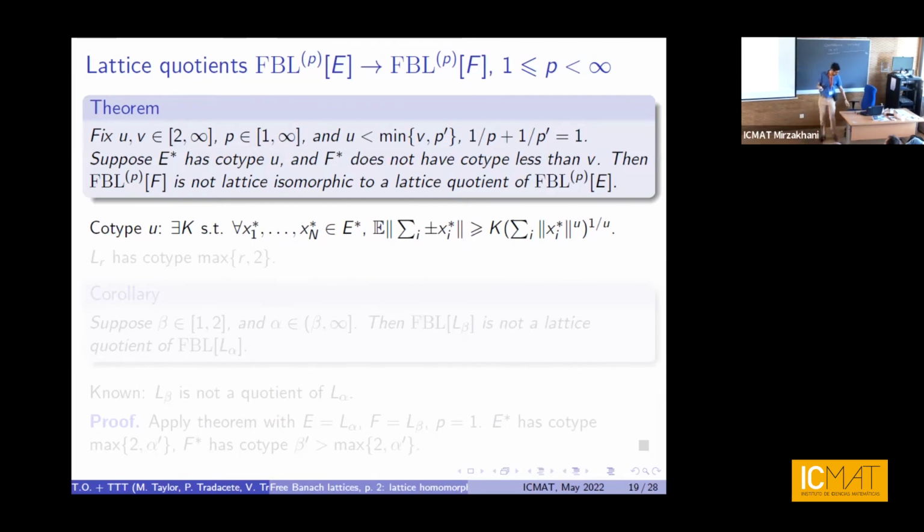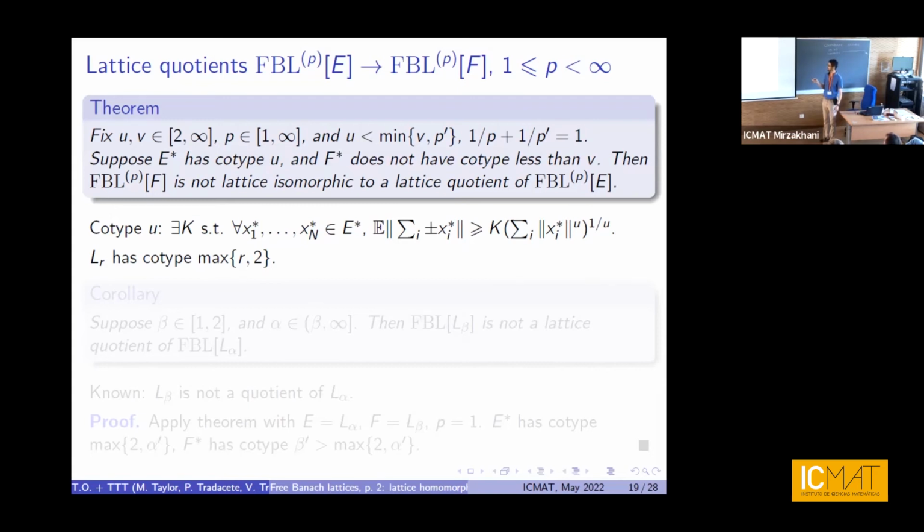Well, that's probably all I wanted to say as an introduction. The canonical examples here are L_r spaces. So we know that L_r has cotype which is the largest of r and 2. So this cotype exponent u cannot be less than 2, and this can be verified just by looking at the one-dimensional situation.